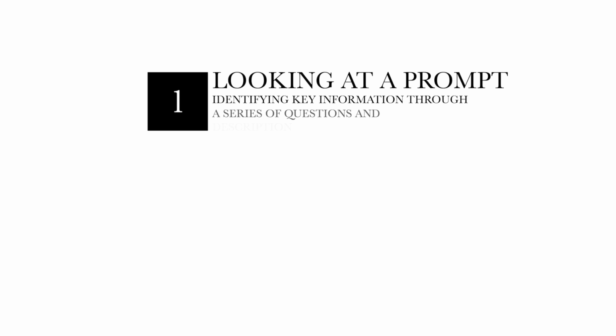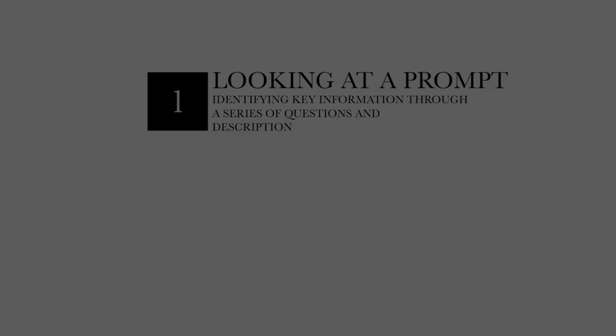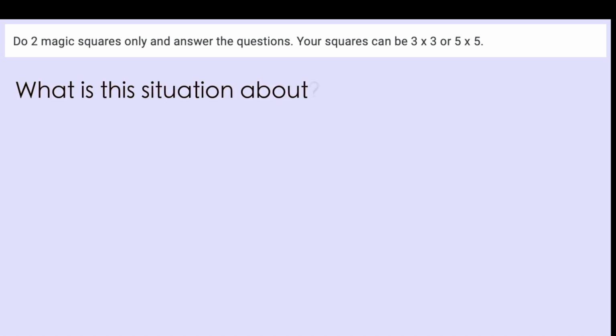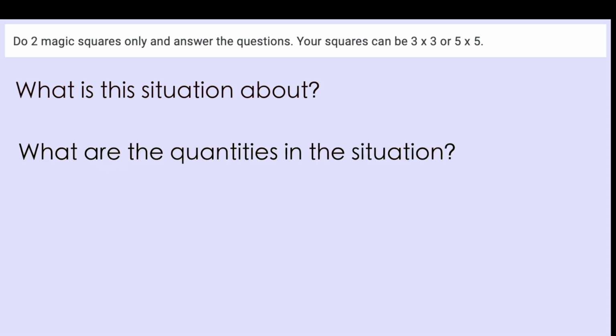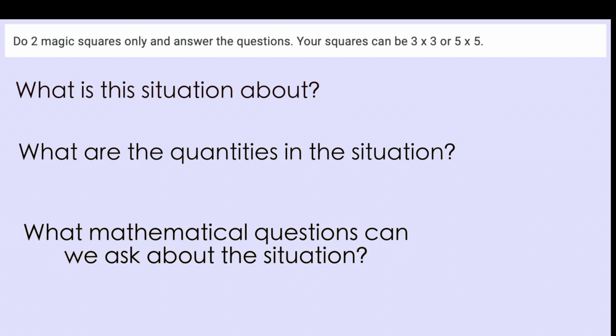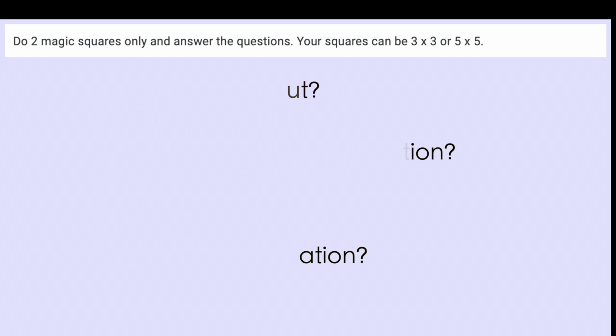One of the first things you need to do when you come across a problem is to identify key information and utilize it when solving the problem. The first question we asked when seeing the prompt is, what is the situation about? After reading it a second time, we would ask, what are the quantities in the situation? And then the last time, we would ask, what mathematical questions can we ask about the situation?